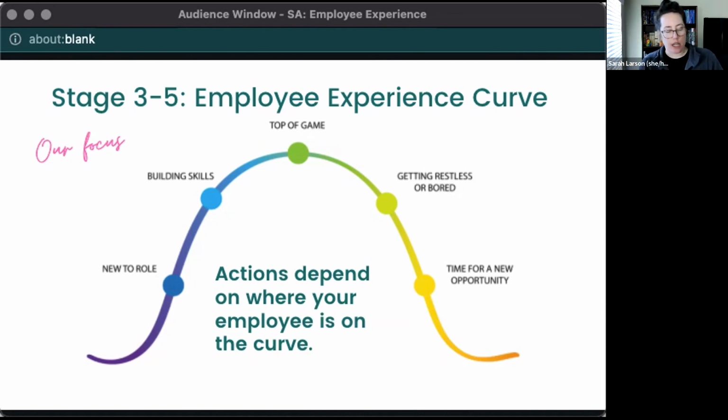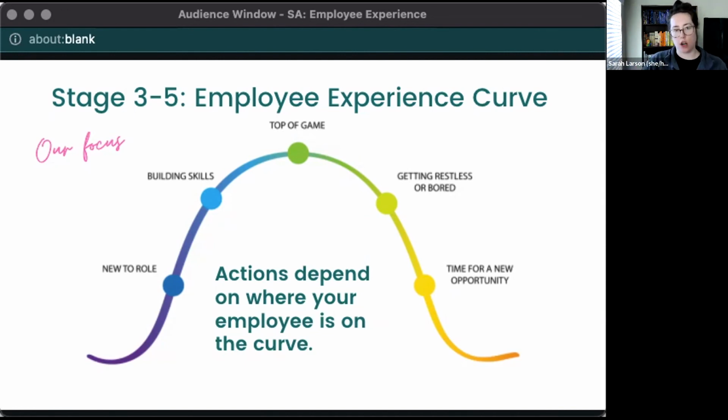Getting restless or bored is what happens when, for example, in Wei Chen's example, she's gone out and tried to achieve more and do all these stretch assignments and stuff like that, but she hasn't been able to promote herself or get to that next level or get that 5 on her performance appraisal. And then time for a new opportunity is when maybe you are Wei Chen, right? Maybe you've done all these stretch assignments, you've really expanded your knowledge and you're hitting the ceiling for that role. So that would be time for a new opportunity.